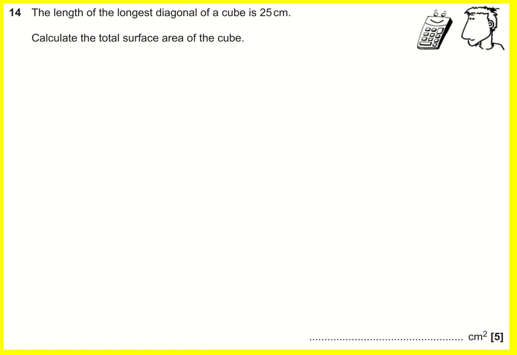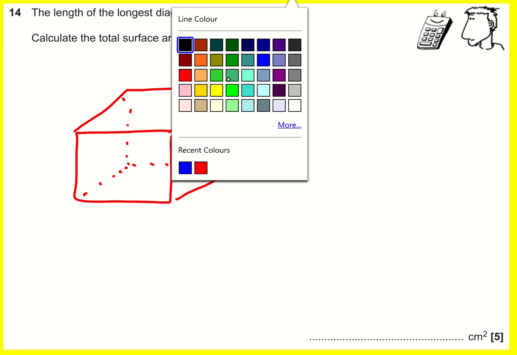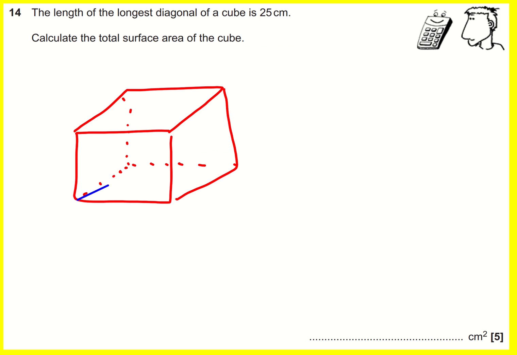Oh, sneaky question alert, I think. We're given the length of the longest diagonal in a cube. So let's draw this cube, just with some lines behind to show the 3 dimensions of it. And what we've actually calculated, what we actually know, is that length there.